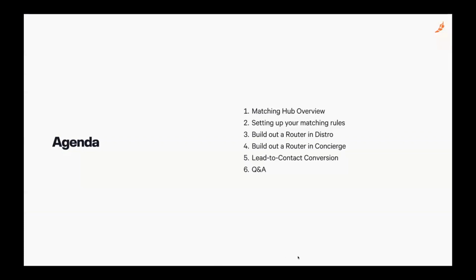Before we start, we're going to talk about the Matching Hub overview, like how it works. It's a matching hub that you can use across all Chili Piper products: concierge, handoff, distro, and chat. We'll show you how to set up your matching rules. We'll build out a router in distro, and a router in concierge. Then we'll touch briefly on how to do automated lead to contact conversion and automatically create an account and create an opportunity. And then we'll leave some time for questions at the end.